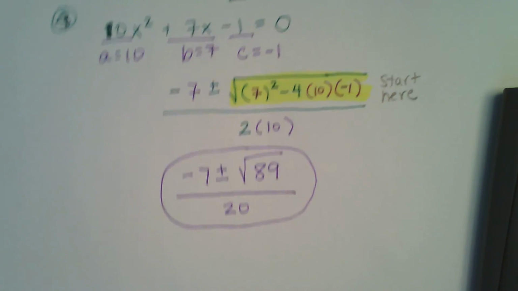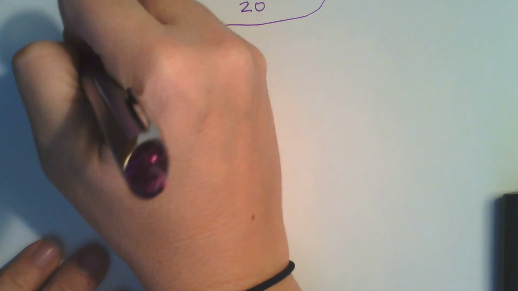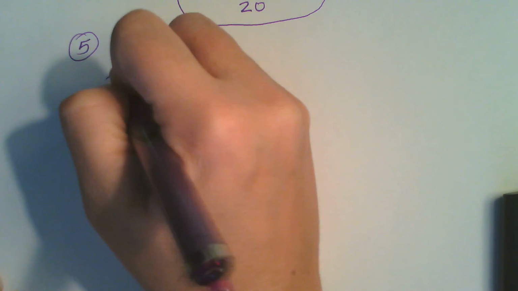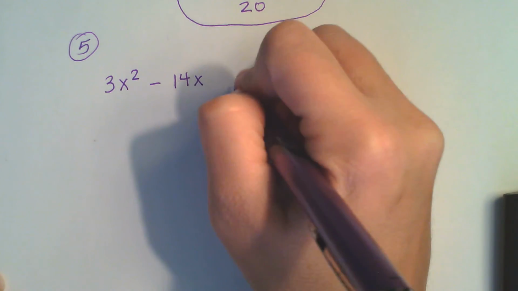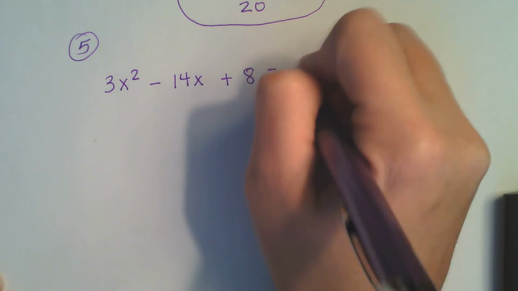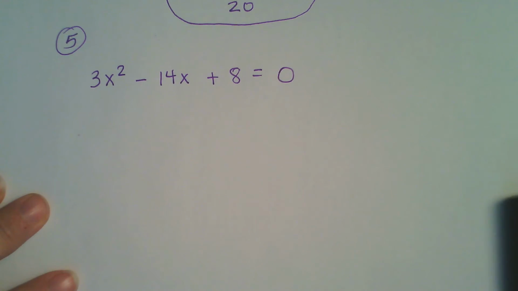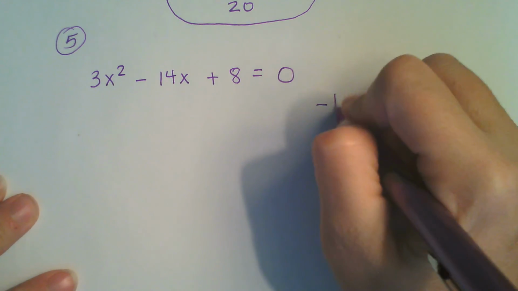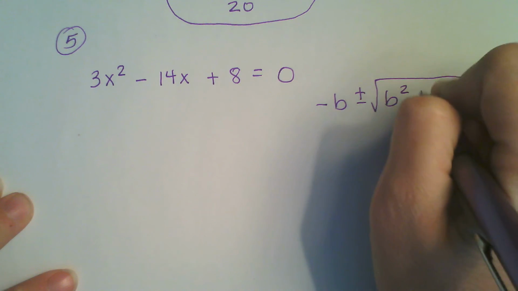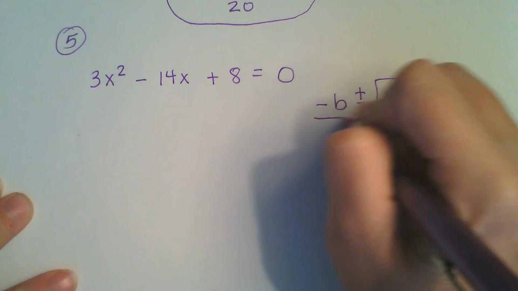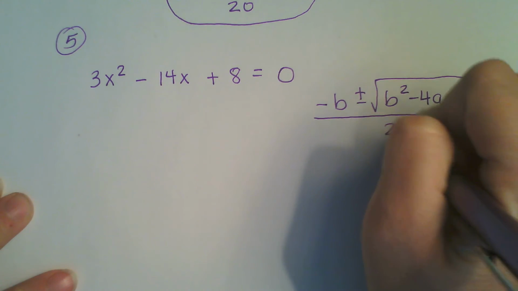All right, let's do another one with the quadratic formula. Let's do 3x squared minus 14x plus 8 equals 0. And I'm going to write down the quadratic formula again. Negative b plus or minus square root b squared minus 4ac, all over 2a.